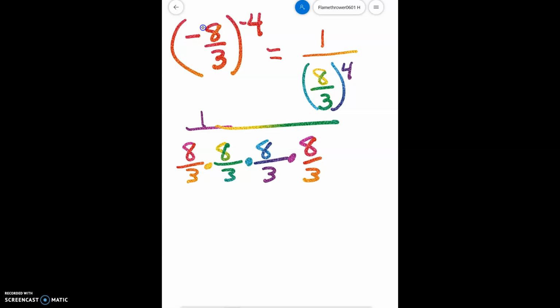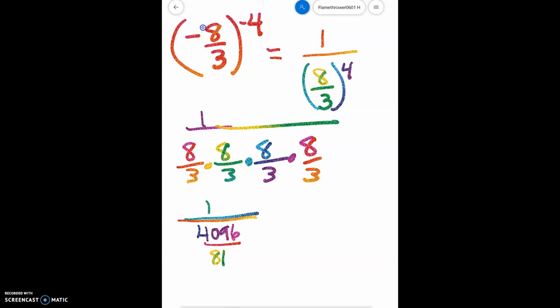The top number is going to be really big. I'm too tired to do that by hand. Okay, I should have known that. So on the bottom you get 4,096 divided by 81.